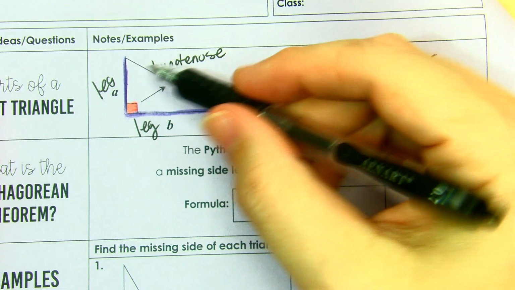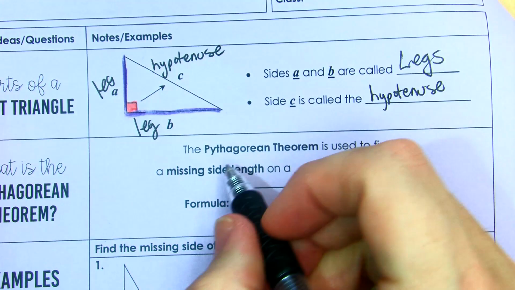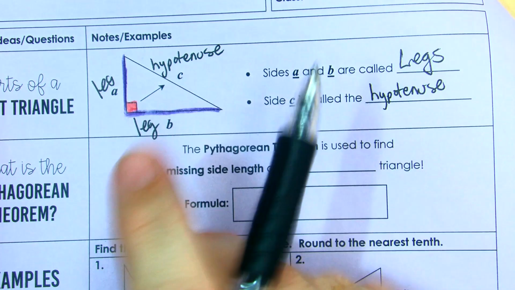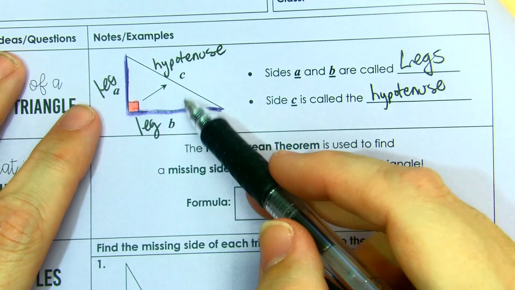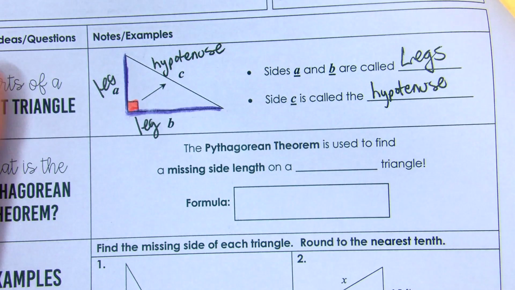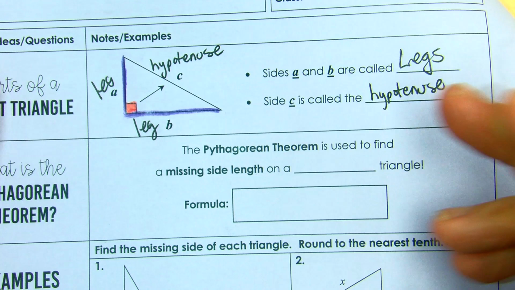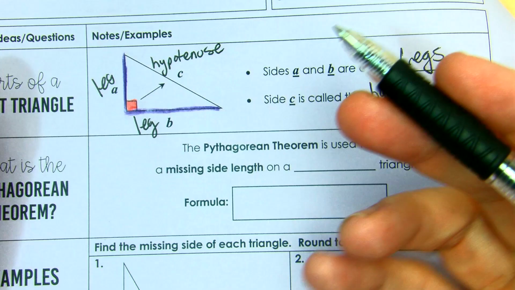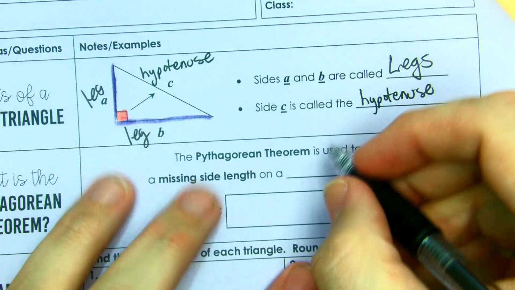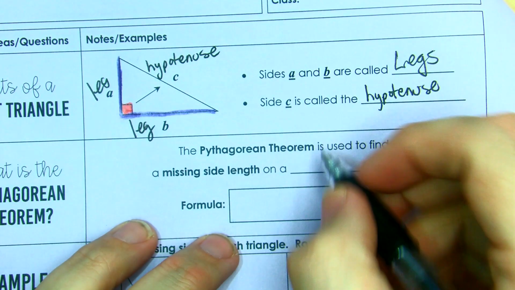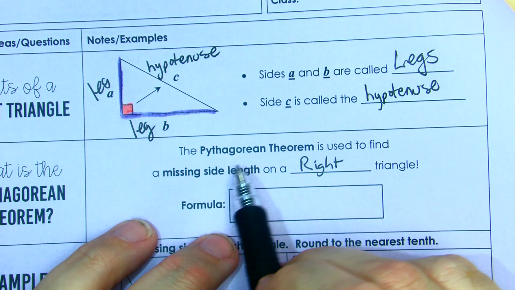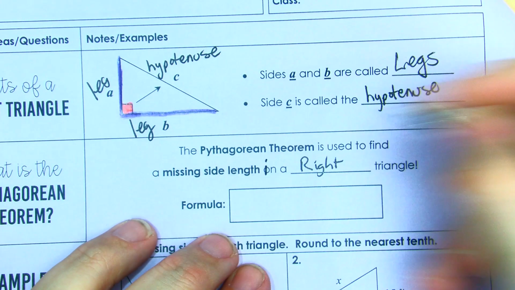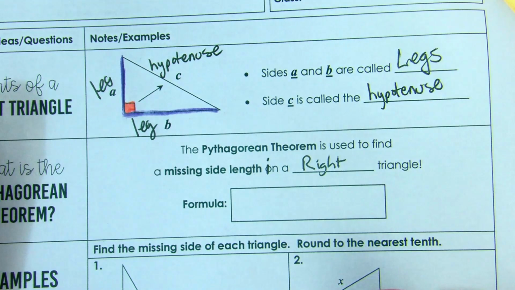Now, with your right triangle, like this right triangle right here, the Pythagorean theorem was that relationship between the two legs and the hypotenuse. It was discovered by the Greek mathematician and philosopher Pythagoras. And he saw that the sum of the squares of the sides is equal to the square of the third side, which we're going to get to in a second here. So this would be for a right triangle. The Pythagorean theorem is used to find a missing side in a right triangle. So you need a right triangle.